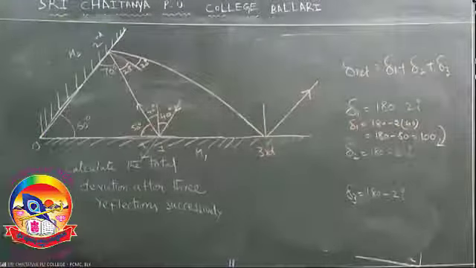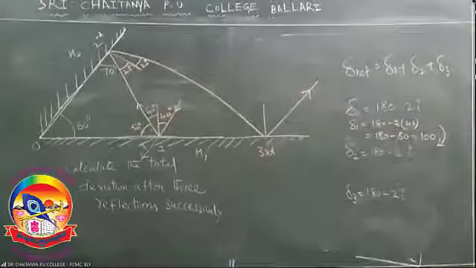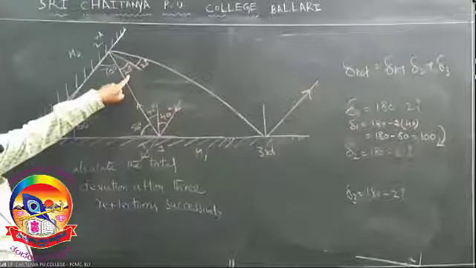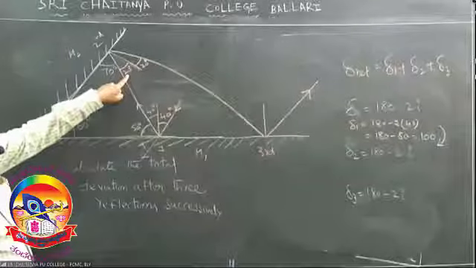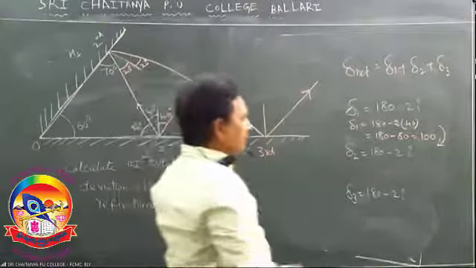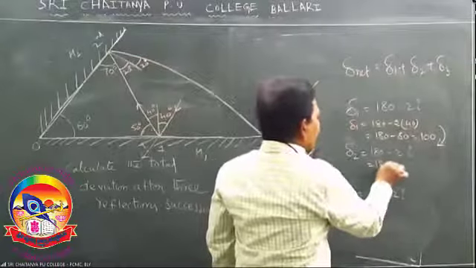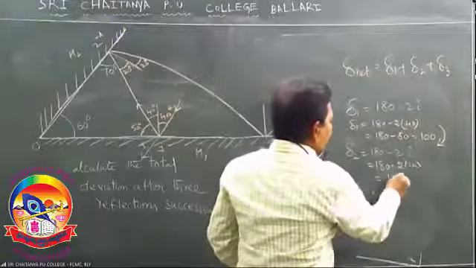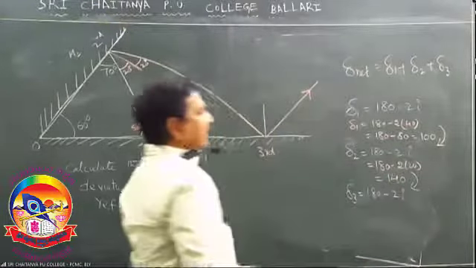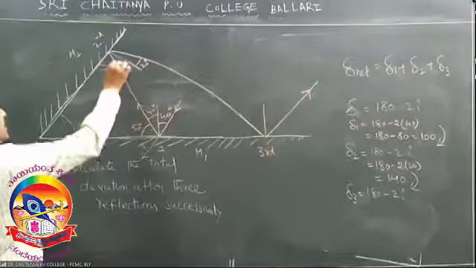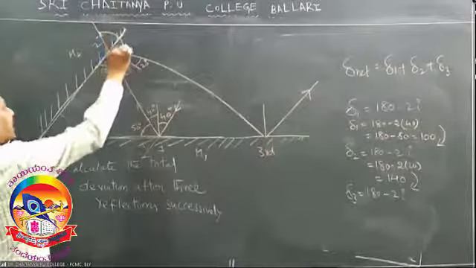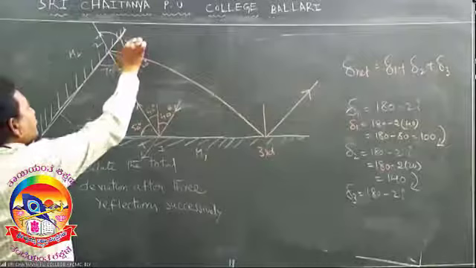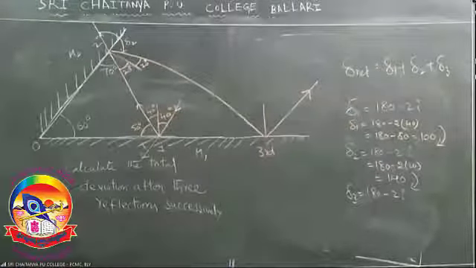At the second mirror, what is the angle of incidence? 20. Immediately I can calculate delta 2. Delta 2 is equal to 180 minus 2 into 20, which is equal to 140. In what direction? Clockwise. You can check: extend this incident ray and make a turn towards the reflected ray, clockwise. This is delta 2, 140.